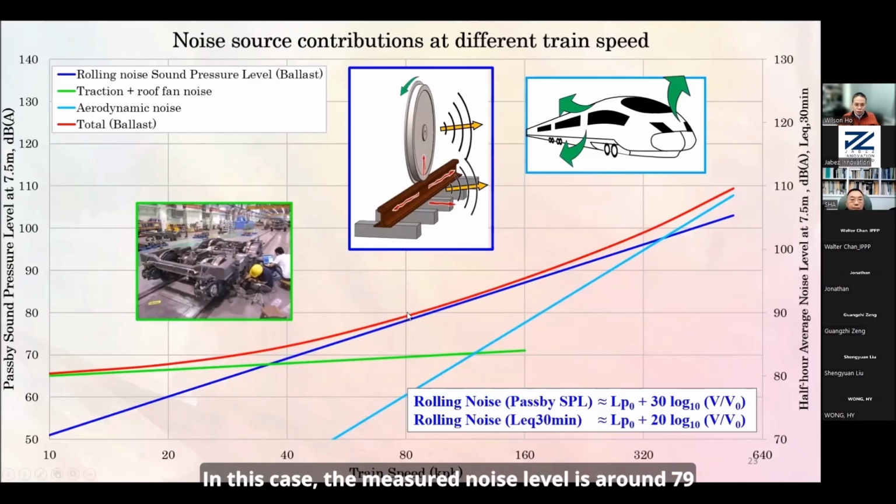So in this case, the measured noise level is around 79. This is the red line. The blue line is the rolling noise coming from the wheel vibration. The green line is the traction noise, coming from all the undercar noise.